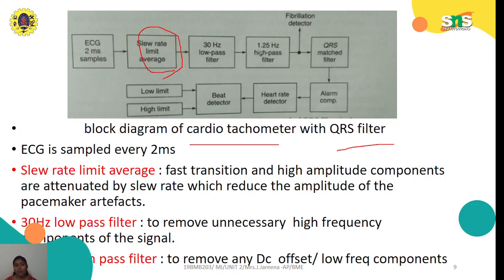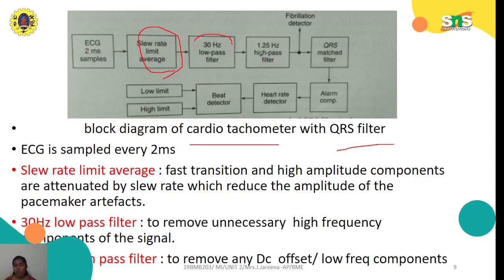So that is the reason here we have used the slew rate limit range. Once such artifacts have been removed, there is a chance of having other artifacts in low frequency or some other artifacts in high frequency. So in order to remove those high frequency and low frequency artifacts, we have used here the 30 hertz low pass filter and 1.25 hertz high pass filter.